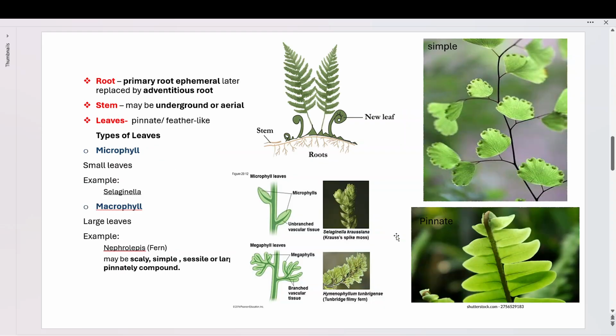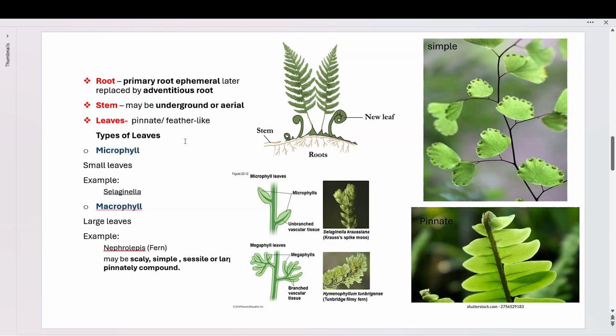Okay. Next characteristic is the root. So, the primary root lives only for a short period. So, we can see the primary root is ephemeral. Later, this primary root is replaced by the adventitious root. And next characteristic is the stem. The stem may be underground or aerial type. Aerial means above the ground.